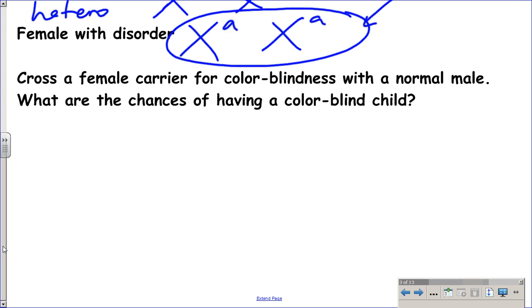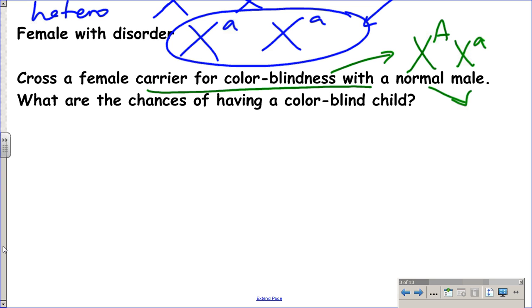All right, so if I'm a female carrier for color blindness, what is my genotype? X, what kind of A? If I'm a carrier, am I homozygous or heterozygous? Hetero. Okay, so I'm going to put big A and then X, little a. Okay, so if I'm a normal male, what's my genotype? Capital A is dominant, right? Y, because he's a guy, right? He's an XY.